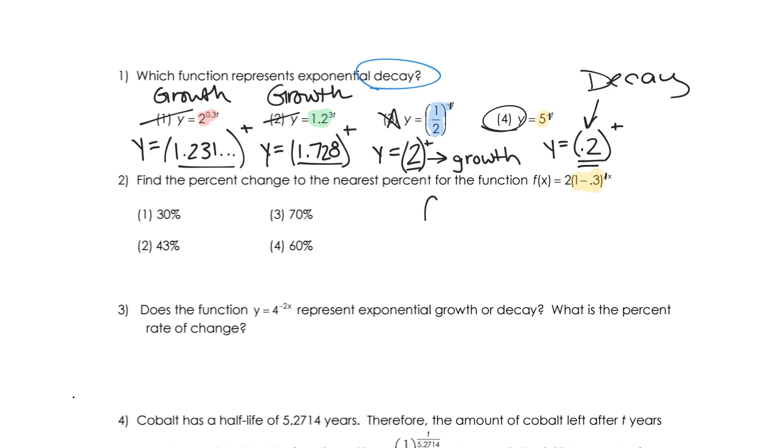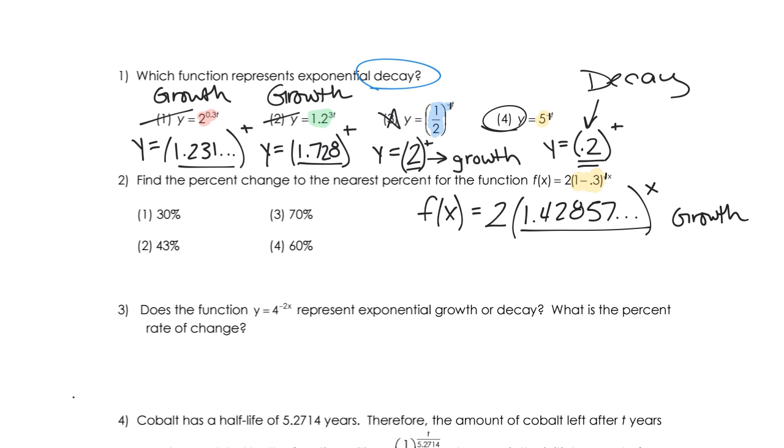Okay? And so I'm basically rewriting my function to be f of x equals 2 in parentheses. Okay? When I type in 1 minus 0.3 in parentheses in my calculator raised to the -1st power, I end up with 1.42857... raised to the x. And now I can say that this is my base, which is growth. Not that this question asked, okay?